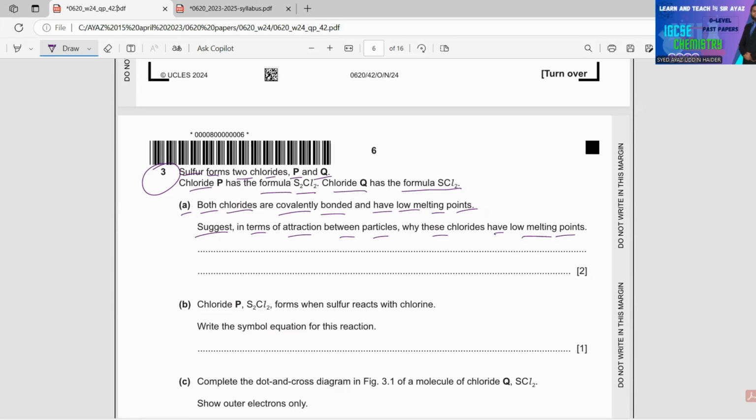There must be weak attraction between the molecules because they are covalently bonded. So we write weak attraction between the molecules.